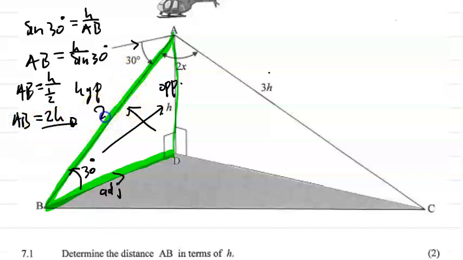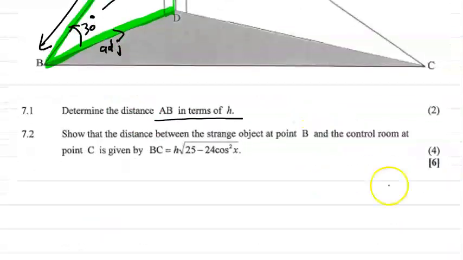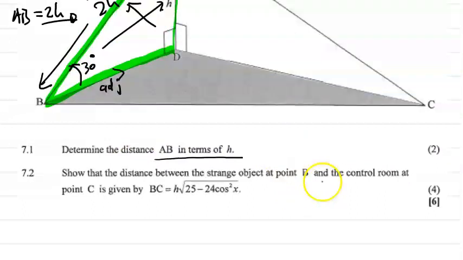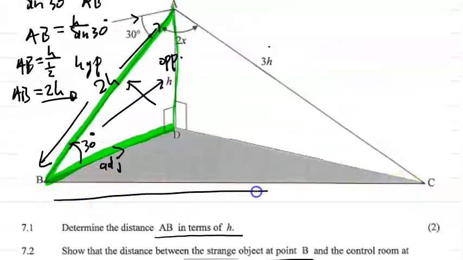So now that we know that this whole side here is 2h, we can go and look at the next question. In the next question it says, show that the distance between the strange object at point B and the control room at point C is given by BC equals h times the square root of 25 minus 24 cos squared x. So they want us to find this distance BC.